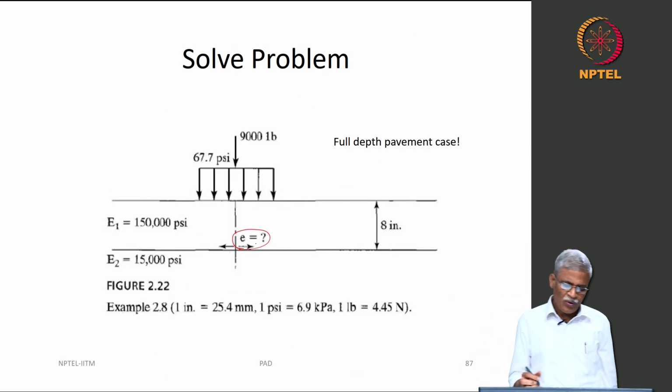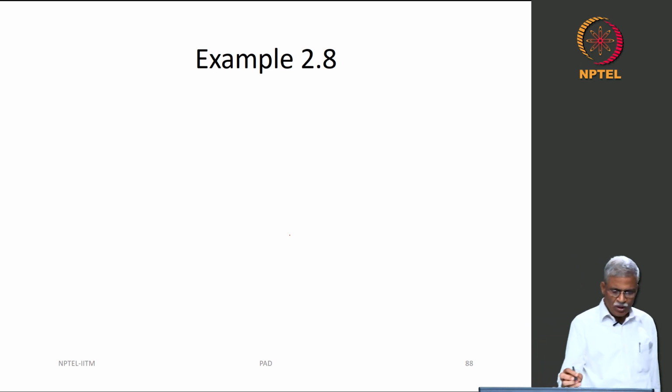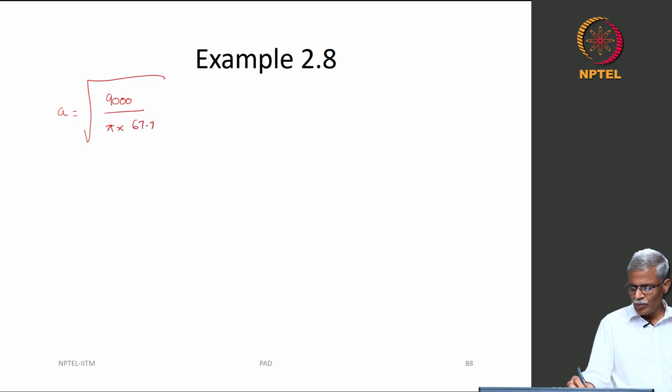Okay. So, if I have a pavement cross section like this, 9,000 pound, and this is the area. We do not have A, so we need to compute A. E1 is given, E2 is given, what is really needed is how to compute this E. So, now A is equal to the square root of 9,000 divided by pi times 67.7. That is going to give you 6.5 inches.